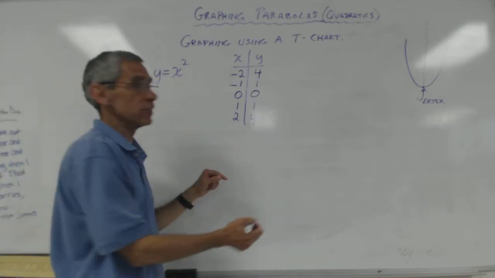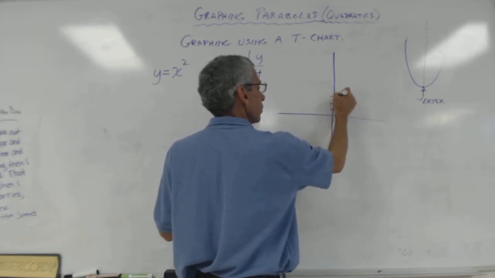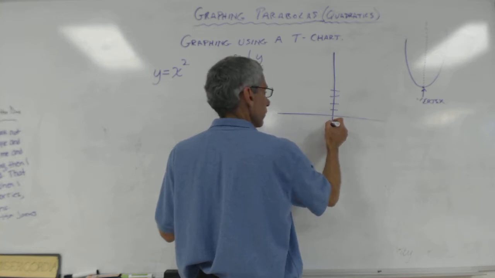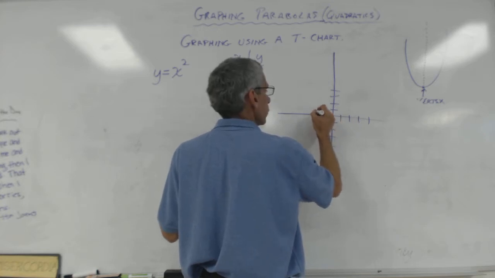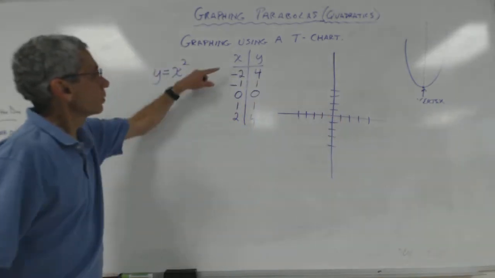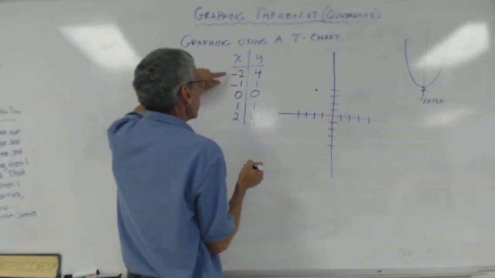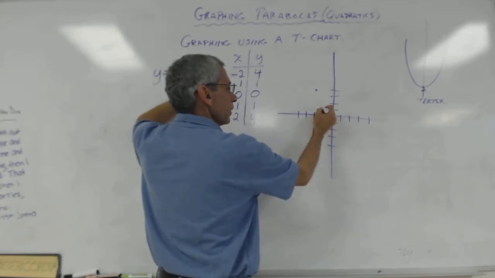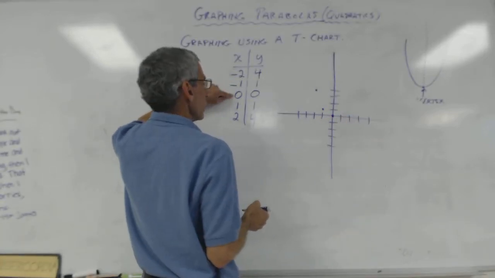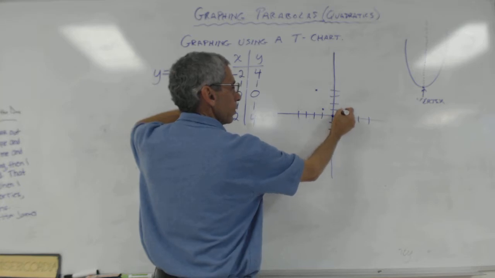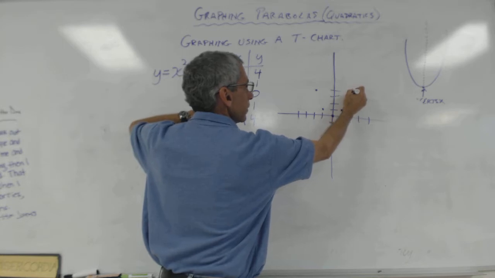So let's graph this and see what happens. We have 1, 2, 3, 4 in each direction. Okay. -2, 4: over -2, up 4, put a dot. -1, 1: over -1, up 1, put a dot. 0, 0, right there. That's my origin. 1, 1: over 1, up 1, put a dot. Okay, 2, 4: over 2, up 4, put a dot.